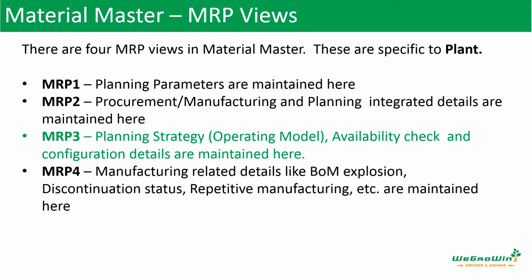In the MRP3 view, we define the planning strategy related to operating models, availability checks and the product configuration details. This is the link between how to do the forecast, how to keep the planned demand, and also how to ensure availability of materials. So this has integration with sales, forecasting and also how to confirm the materials. Then in the MRP4 view we will discuss how the BOM may be exploded, the discontinued status and repetitive manufacturing related details. Now we will see the MRP3 view details.